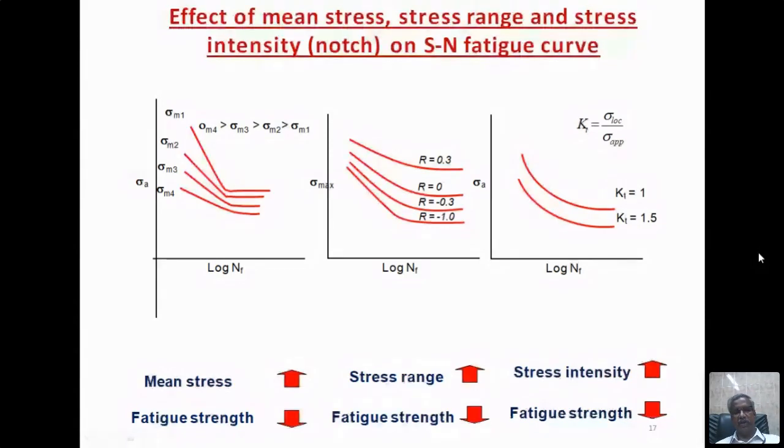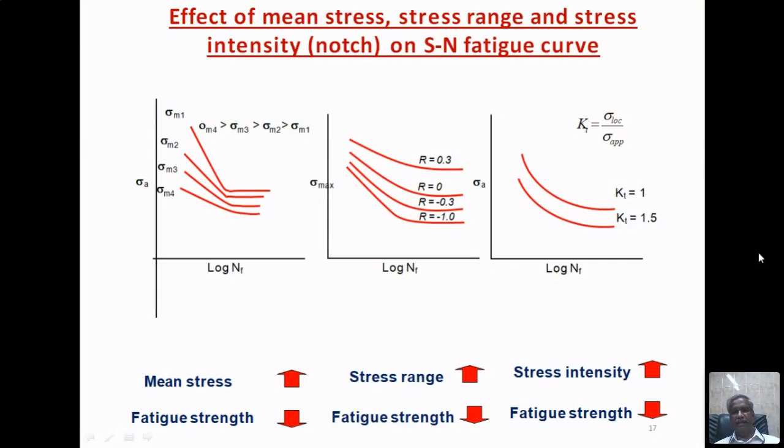So if the mean stress is low, the life will be higher. If the mean stress is higher, like sigma M4, the life is lower. And with sigma M1, the minimum mean stress, the life will be higher. So that is explained here: mean stress is higher and fatigue strength will be lower. That's obvious. If the stress acting on the specimen is high, then fatigue life will be lower.